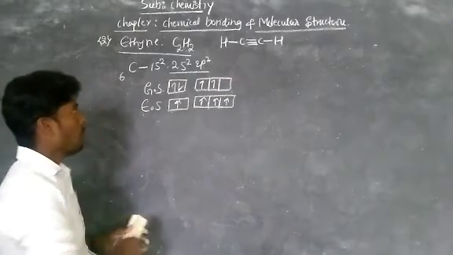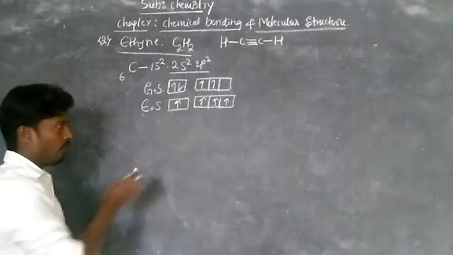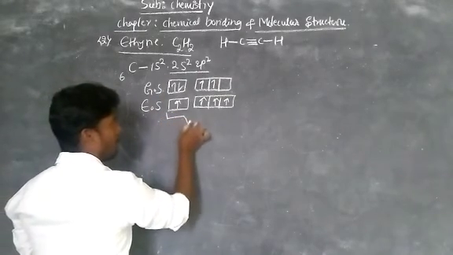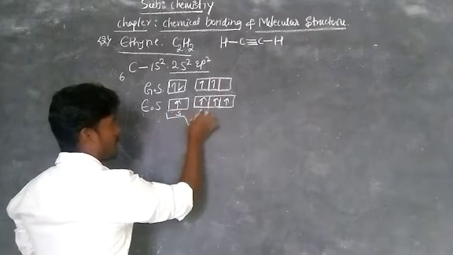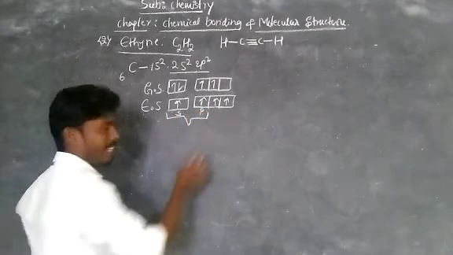Okay, now since there are 2 hydrogens, therefore 1 s and 1 p. This is s, this is p, that is px, py, pz, right?